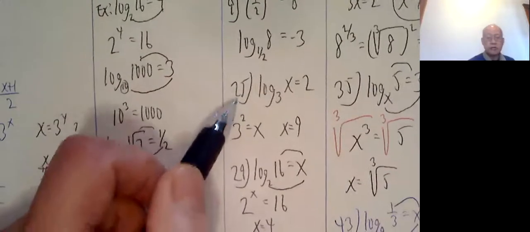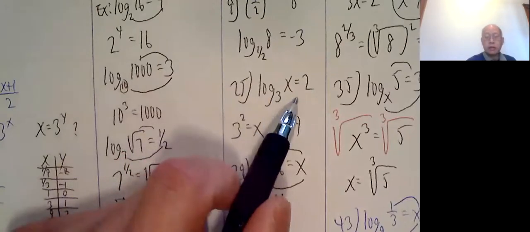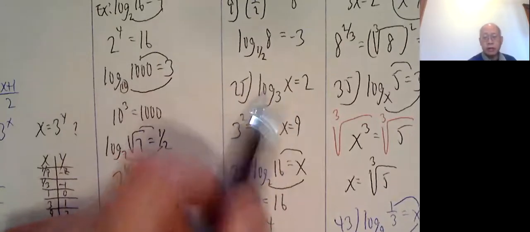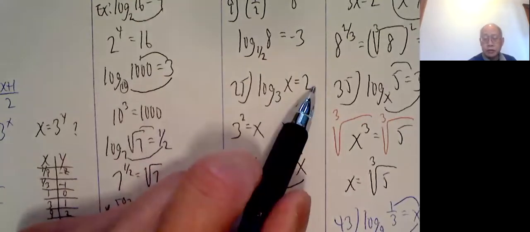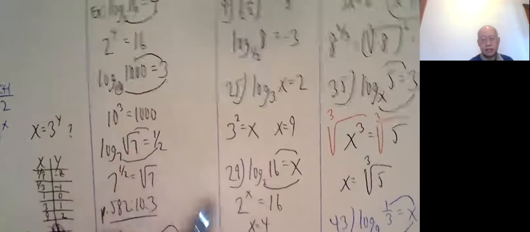Okay, number 25, we're solving some equations now. Log base 3 of x equals 2. So unscramble it. To unscramble it, you get rid of the log. The base is 3, the exponent is 2, and that equals the result, x. So 3 squared equals x. x equals 9.